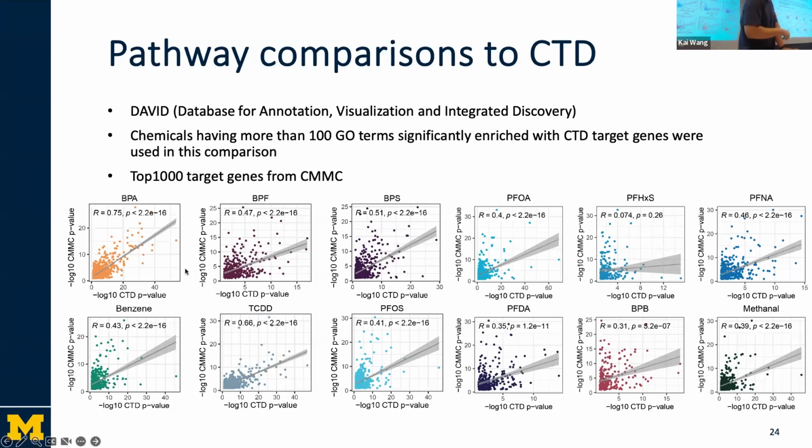So you can see, I think only for this one the correlation is not significant. But for other chemicals, they have significant correlations between each other. Which means that the genes predicted from our method can also be used to find the pathways related to those chemicals.